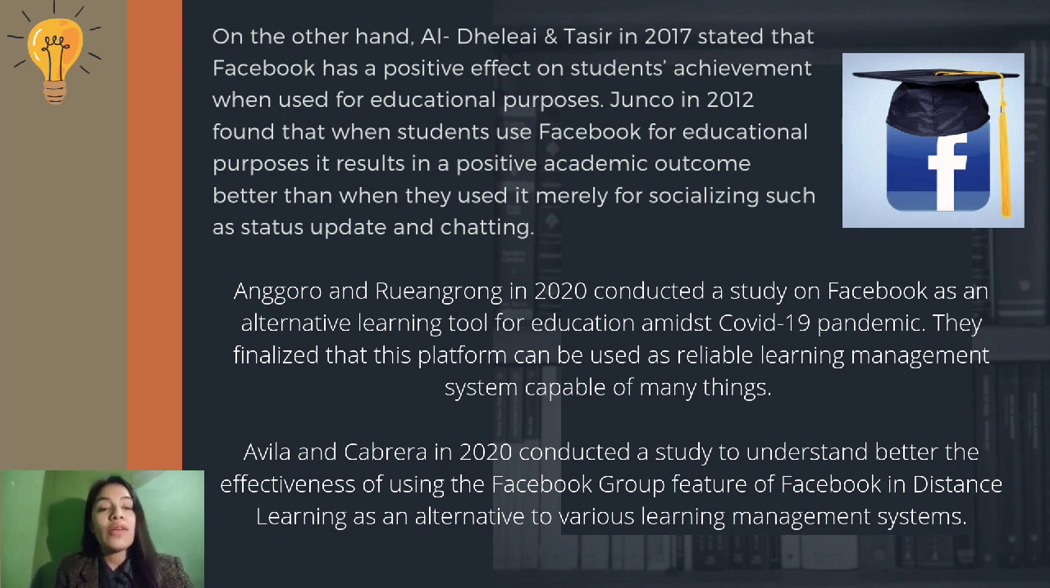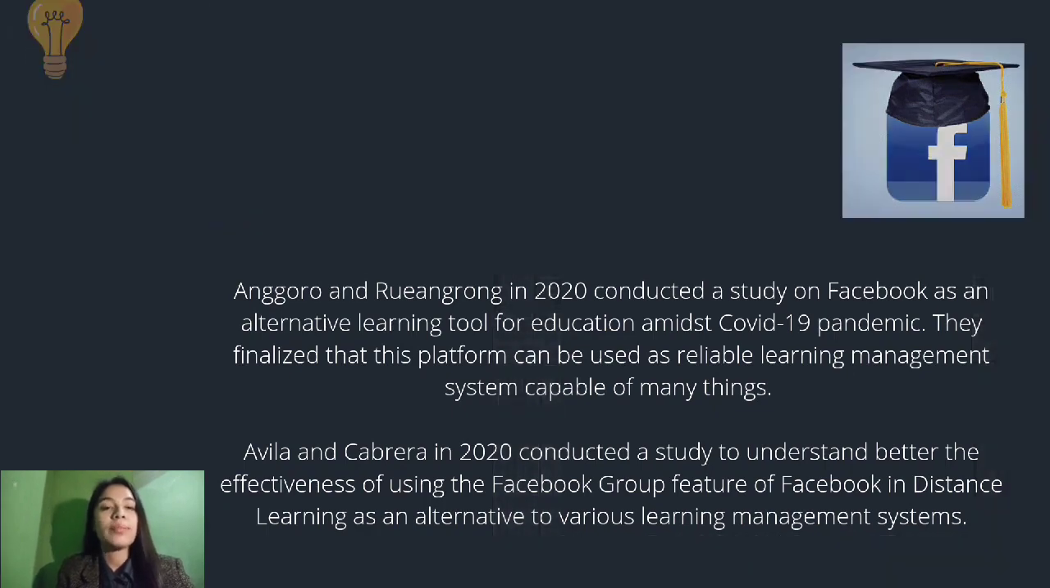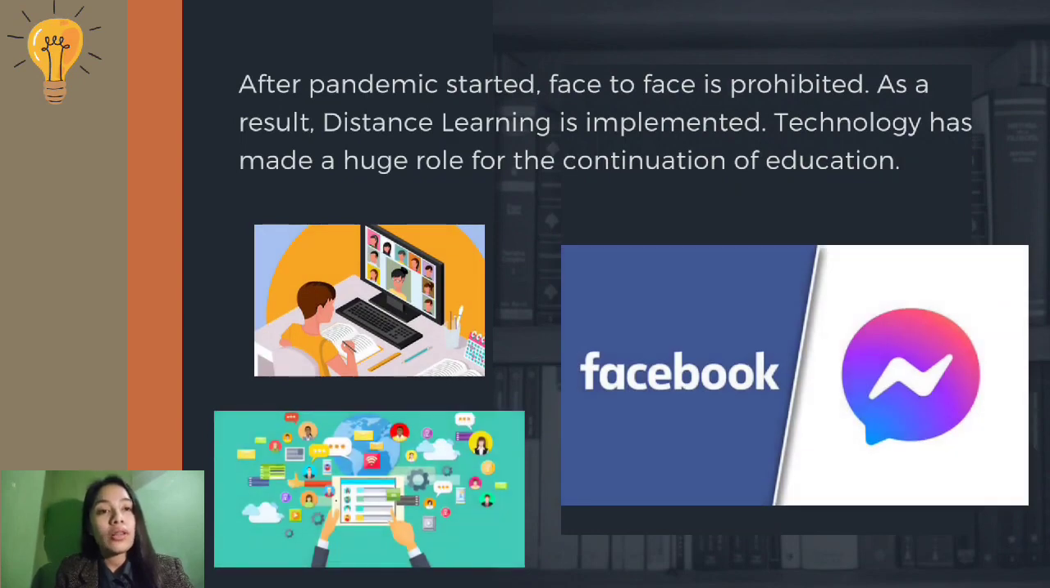In 2020, Avila and Cabrera studied the effectiveness of Facebook groups in distance learning. Especially now that we are facing the COVID-19 pandemic, the final outcome revealed that using the Facebook group feature improved the academic performance of the students. When the pandemic hit our country, the way students learn became different from before. Face-to-face class was prohibited. Distance learning took its way. Because technology is used widely, it played a huge role through its software application, which is Facebook Messenger. It served as a tool for the students to continue their education.